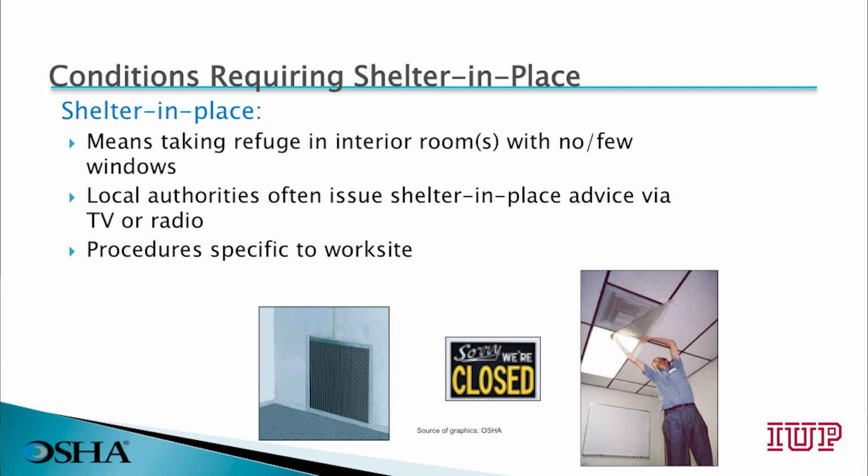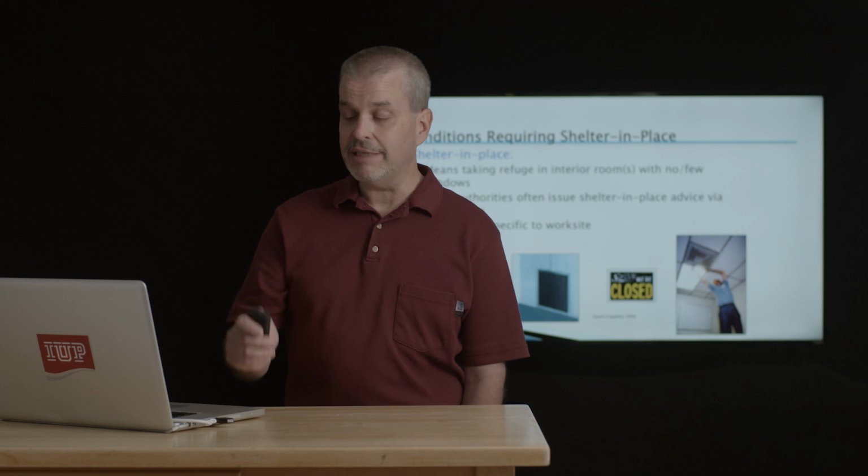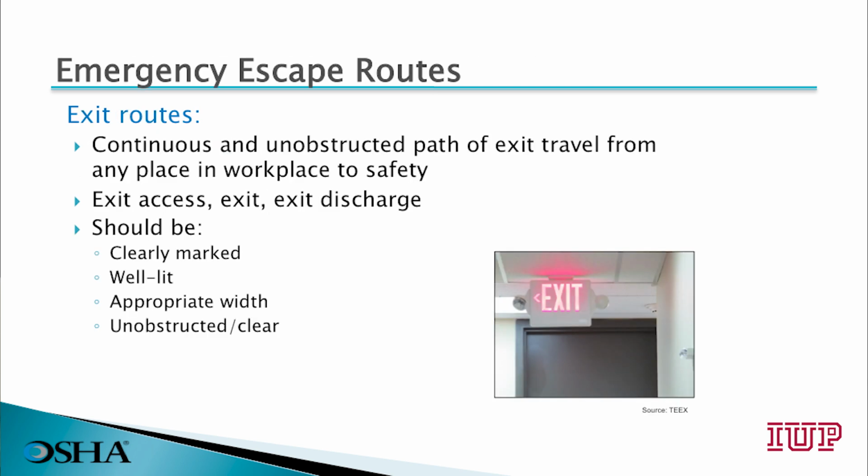If the emergency is outside of our facility, we may receive instruction from local authorities to shelter in place. So we need to follow our emergency action plan shelter in place procedures if that's the case. If we are going to shelter in place, we need to alert our employees that that's the expected action. We need to be able to account for who is in that refuge, and we need a means to keep employees informed.